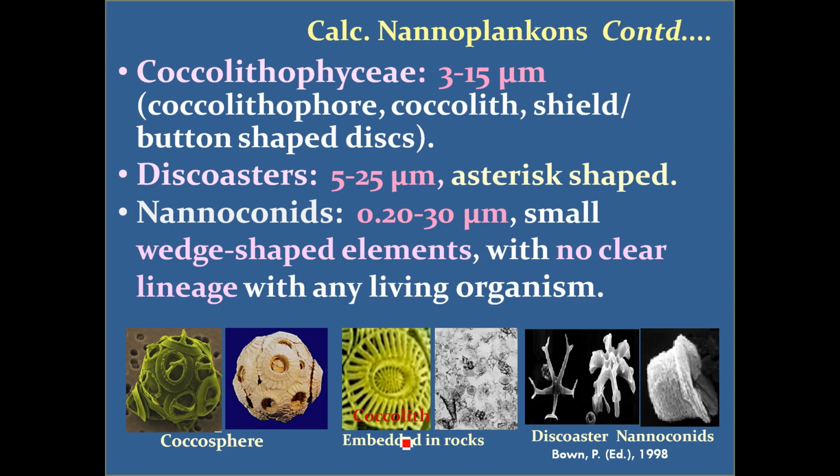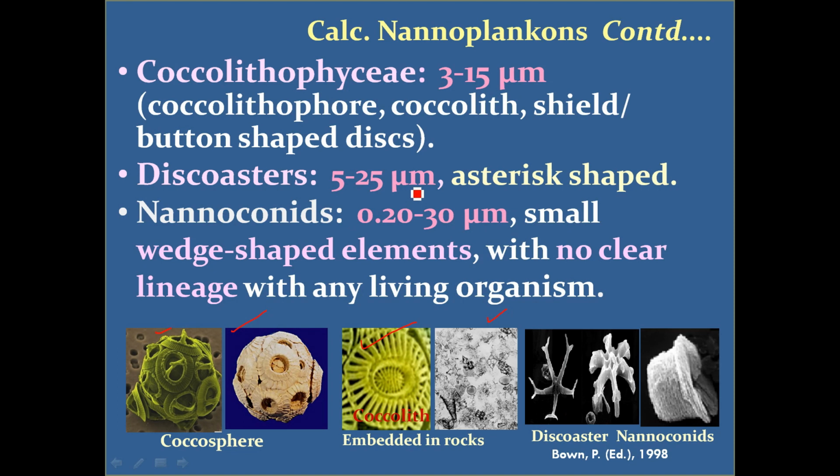And here in the picture, you can see that this is one cocosphere here. This is another cocosphere, and there is an envelope of overlapping shield-like structures which are called coccoliths. So here you can see that one coccolith has been enlarged, and if the calcareous nanoplanktons are there in carbonate rocks, the thin section will look like this.